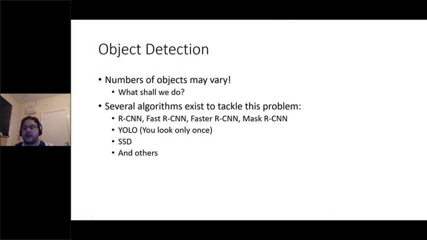So there are several algorithms to tackle this problem. We have the first family: RCNN, Fast RCNN, Faster RCNN, which are improvements over each other, and Mask RCNN, which more or less belongs to the same family. We have YOLO, which is very fast, and SSD. YOLO, You Only Look Once, and SSD are faster than the RCNN ones, but a little bit less accurate. And there are others that are less famous.